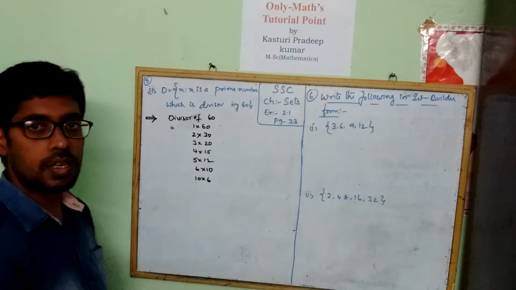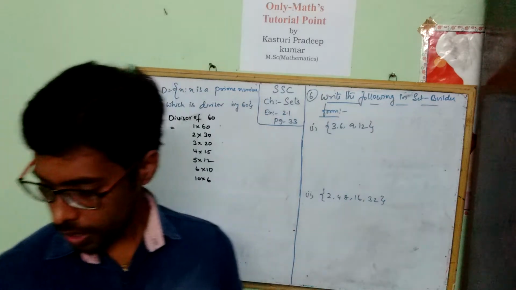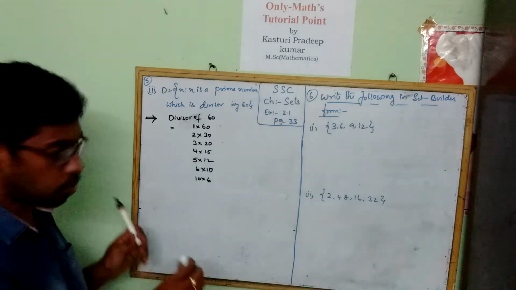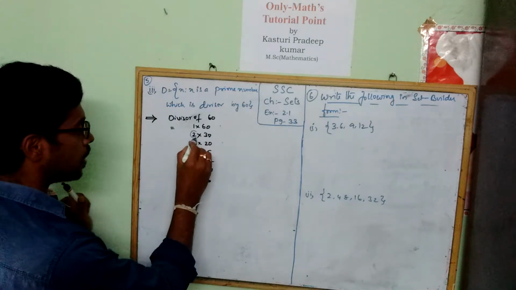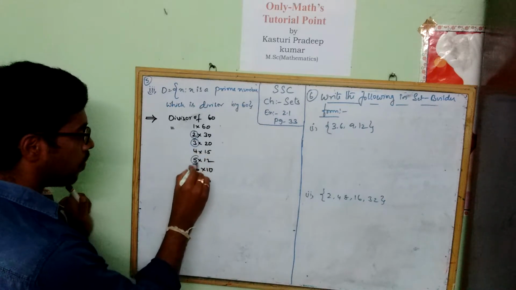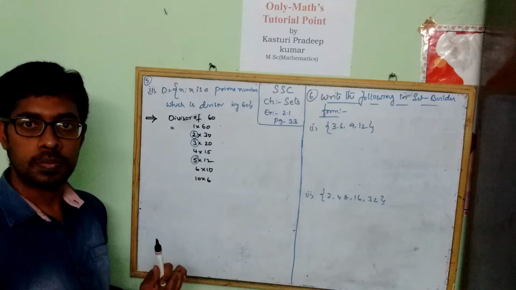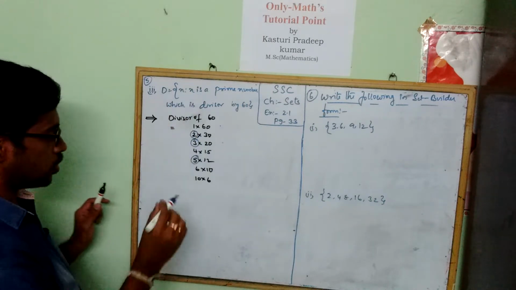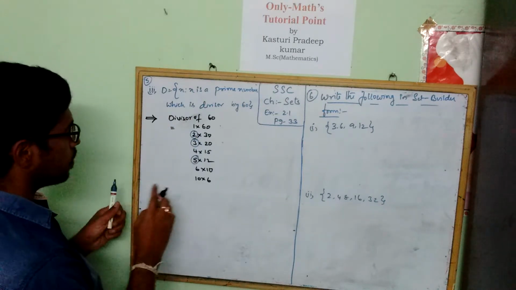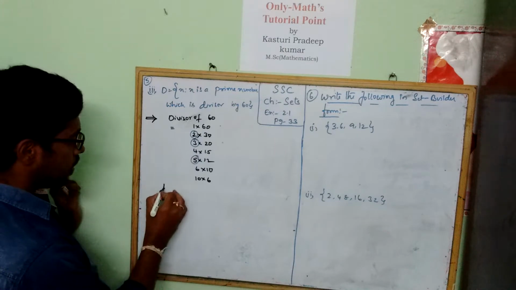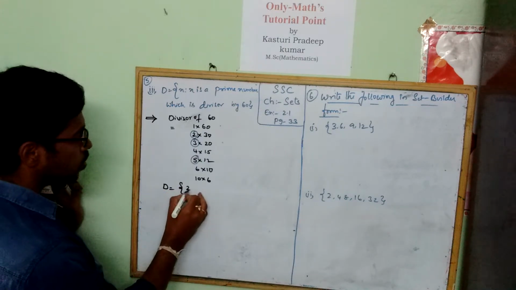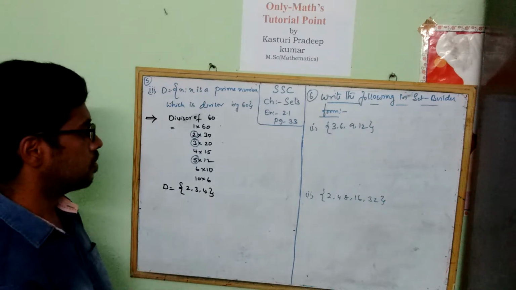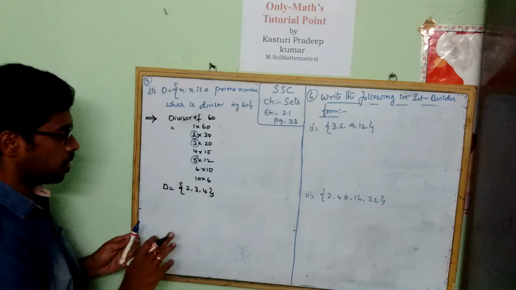So in this we have to choose only the prime numbers. Okay guys, so what are the prime numbers here? Here 2 is a prime, 3 is a prime, 5 is a prime. We have to choose only those things because the question is asked like that only. So how to write? So the set D equal to {2, 3, 5}. That's it. This is a representation of roster form.